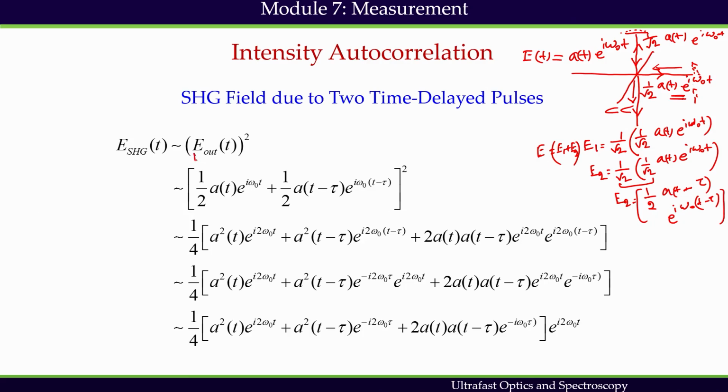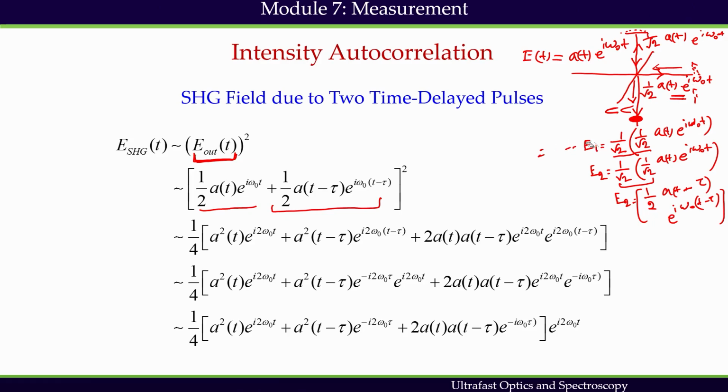E out is the field coming out of the Michelson interferometer at this point. E out is represented by half, because if we multiply 1 by square root 2 and 1 by square root 2, we get a half factor, then A(t) e to the power i omega naught t. That is the first pulse, and the second pulse is delayed with respect to the first pulse, and that is half A(t minus tau) e to the power i omega naught (t minus tau). Then after this, what do we have?